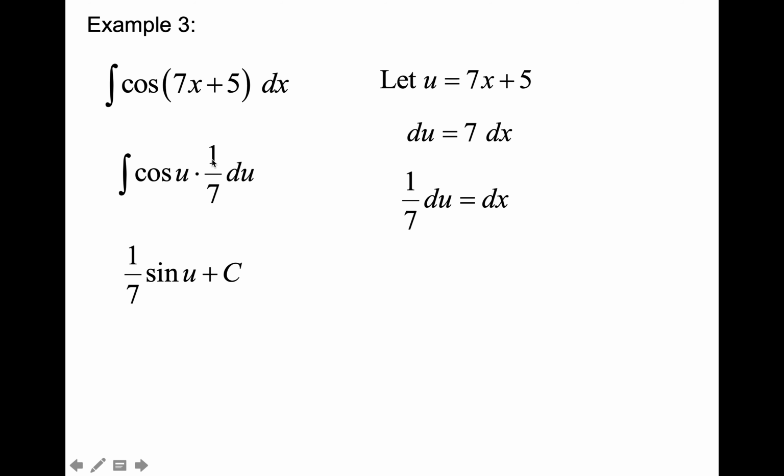So we have sine u times 1/7. Don't forget your plus a constant. That's taking the antiderivative. And then remember, it wasn't really a u, it was a 7x plus 5, so you have to put it back. And then that would be your answer.